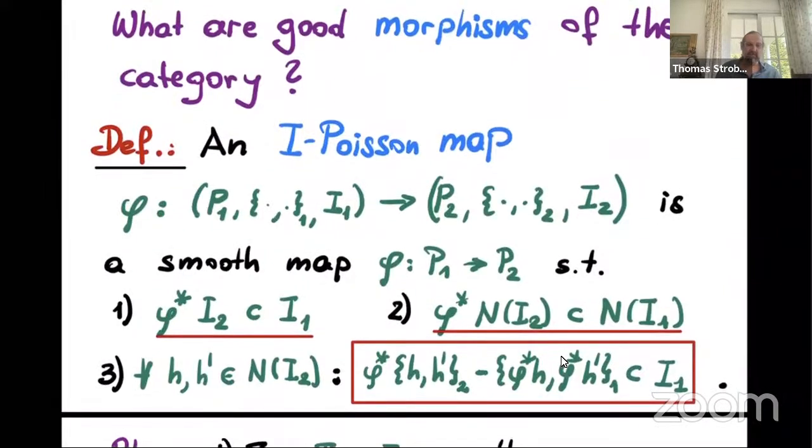And so suppose you have a map phi between two I-Poisson manifolds. So you want it to be a smooth map. And one thing is you want that the pullback, because it's nicely behaved, maps the ideal here into the ideal here. The same thing for the normalizers. And then there's a third condition, which is the usual condition for a Poisson map. But the difference of these two operations, meaning first taking Poisson brackets and then taking the pullback or vice versa, doesn't need to vanish, but it only needs to lie inside the ideal I1.